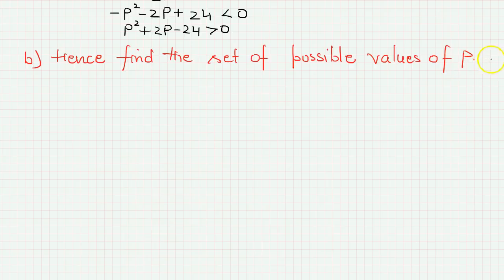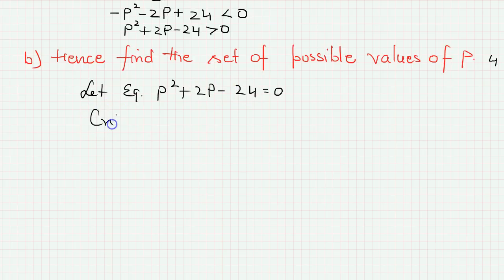Now part B of this question, which is of 4 marks, says: hence, not otherwise, hence, find the set of possible values of p. So we have to start from there. So let's assume the equation is p squared plus 2p minus 24 is equal to 0. So let's try to find critical points.